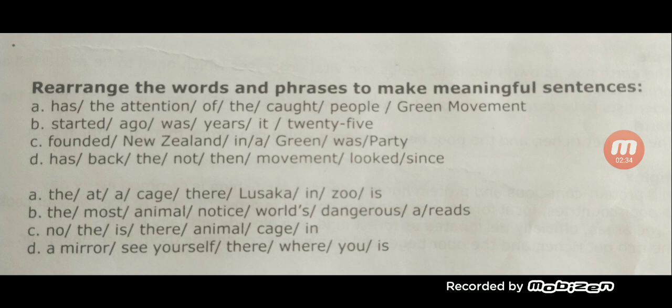B. A notice reads the world's most dangerous animal. Clear? Third one. There is no animal in the cage. D. There is a mirror where you see yourself. I repeat, there is a mirror where you see yourself.